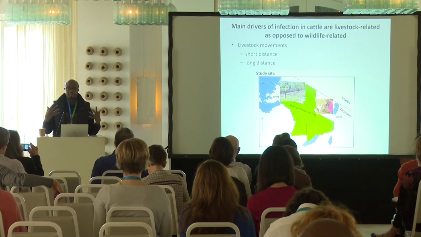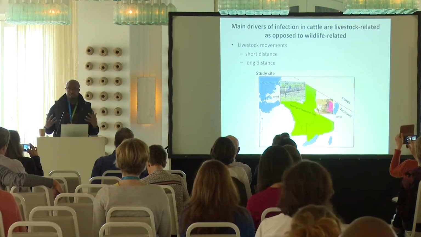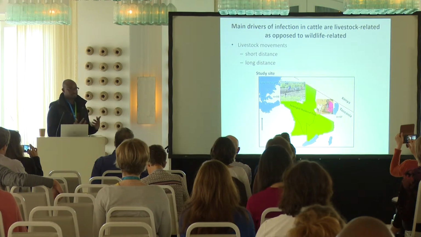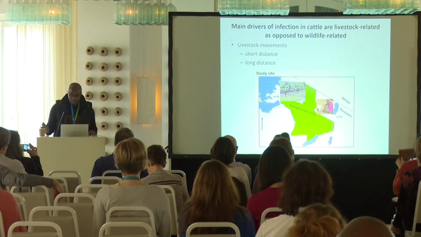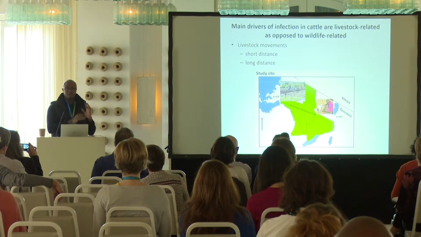So there are different characteristics of movement, and I'll be talking you through my slides on how these different movement characteristics lead to foot-and-mouth disease transmission and spread. In the short distance movements, you will see mostly it's when they go to shared resource areas, while the long distance movements are mainly associated with markets.